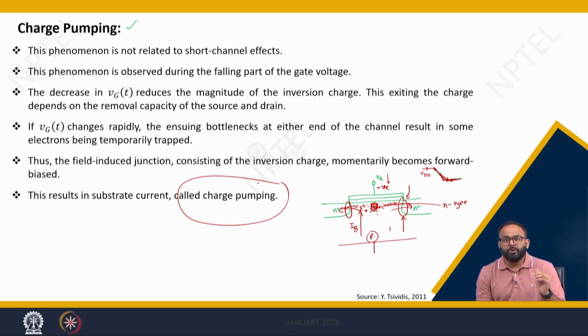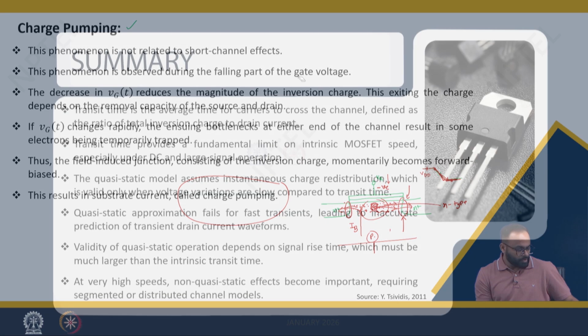And hence, when you need to model for a quasi-static analysis, you need to take care that the removal of this charge should also be considered. Because when you change the voltage with very small speed, the change in the charge will also be small, and hence this will create a problem or limitation in our quasi-static model.